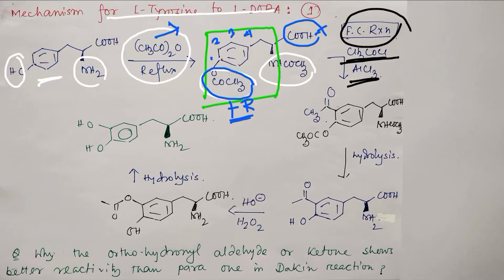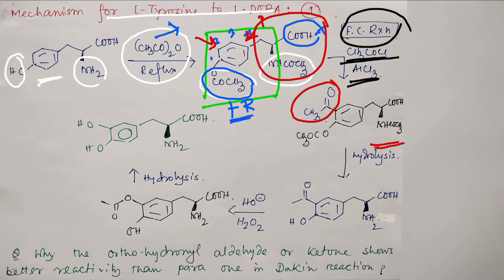Okay, that's why. And second point, phenol is ortho-para orienting with this plus R effect. So this is the ortho position, and look, the para position is blocked by this group. So the acylation is selective at the ortho position. Fine, so we prepared this compound selectively.